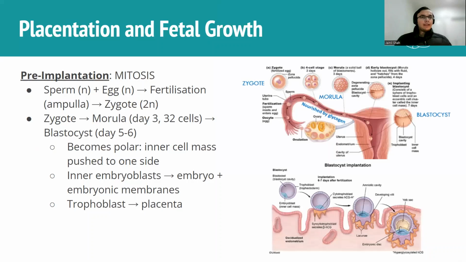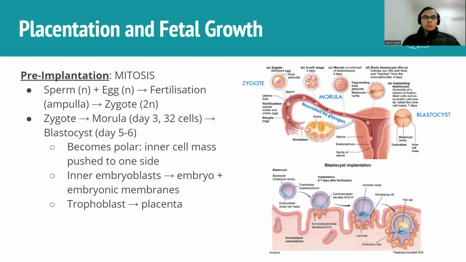We'll start off where we left last time. We talked about fertilization in our previous lectures. So we have the sperm meeting the egg, fertilization occurring. Important to know is that fertilization most commonly occurs in the ampulla of the fallopian tubes. And then from there, it forms the zygote, which has 2n chromosomes.